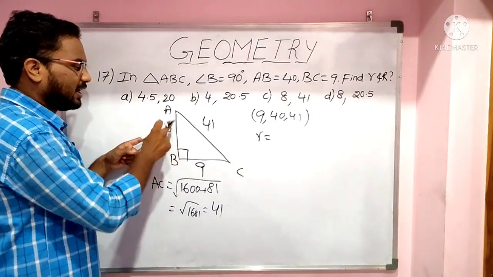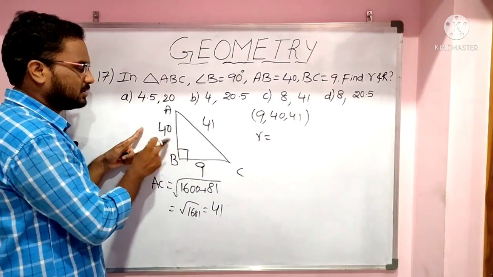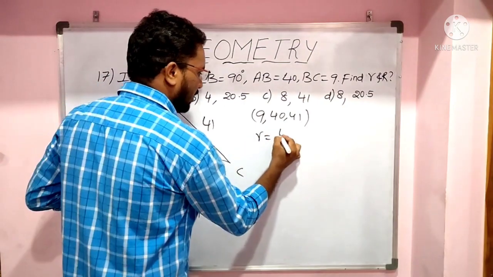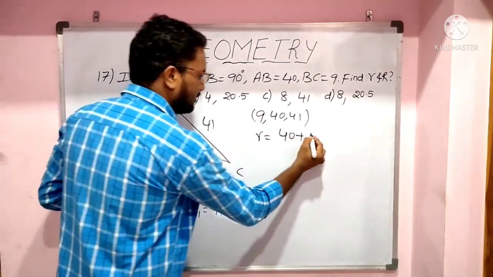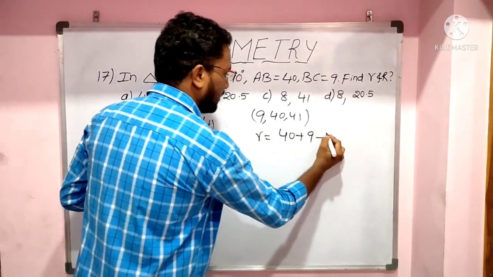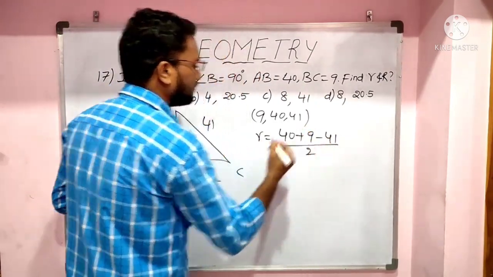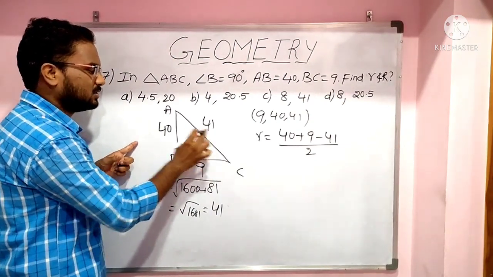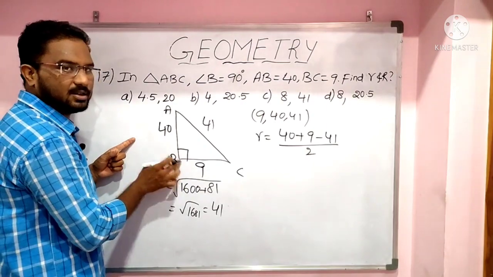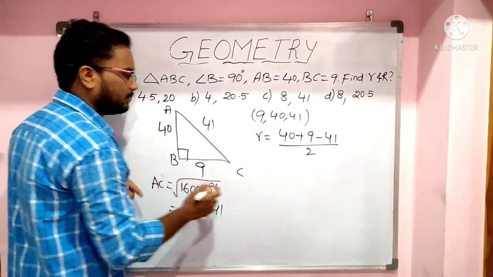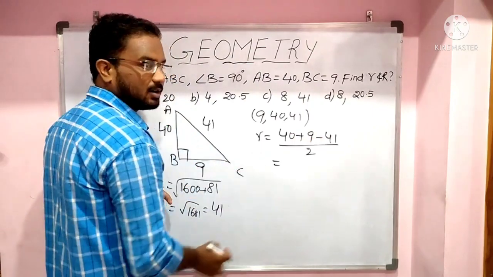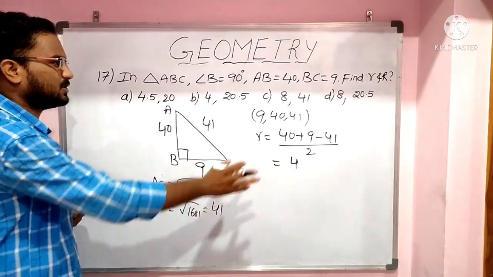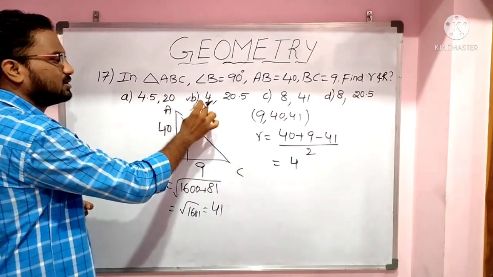I already told you, in a right angle triangle, inradius equals the sum of the perpendicular sides minus the hypotenuse, divided by 2. That means 40 plus 9 minus 41 by 2. In my previous session, I already told you inradius equals sum of perpendicular sides minus hypotenuse by 2. So 49 minus 41 is 8. 8 by 2 is 4. So inradius is 4. Look at the options. Only one option starts with 4.